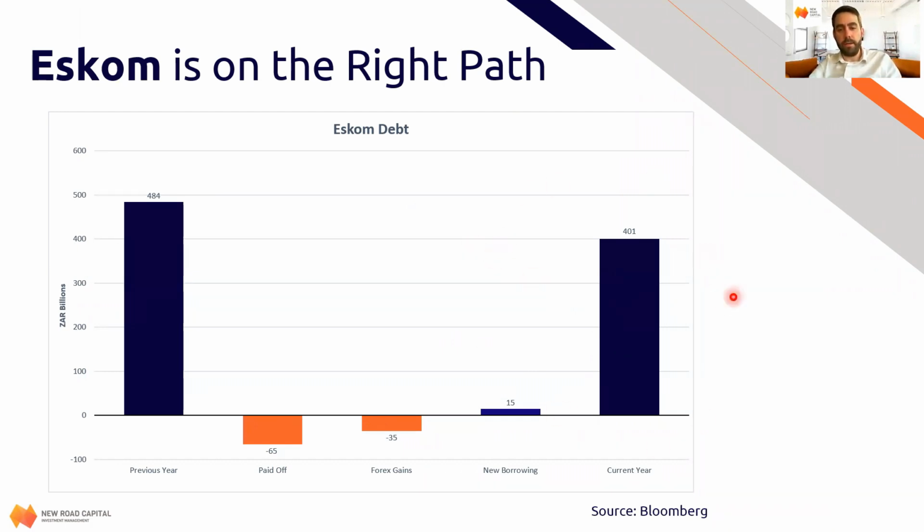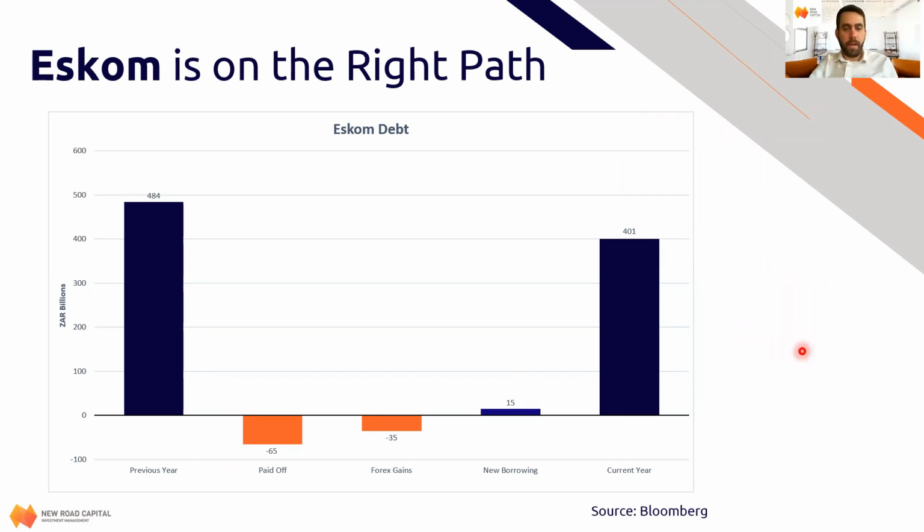Now, it still owes a lot of debt, but sometimes in investments, it's more about the trajectory you're on than the level you're at. Things going from very bad to bad can be a good investment, just as things going from very good to good can be a bad investment. So the trajectory is on the right path, and we've got to keep our eyes open to this.